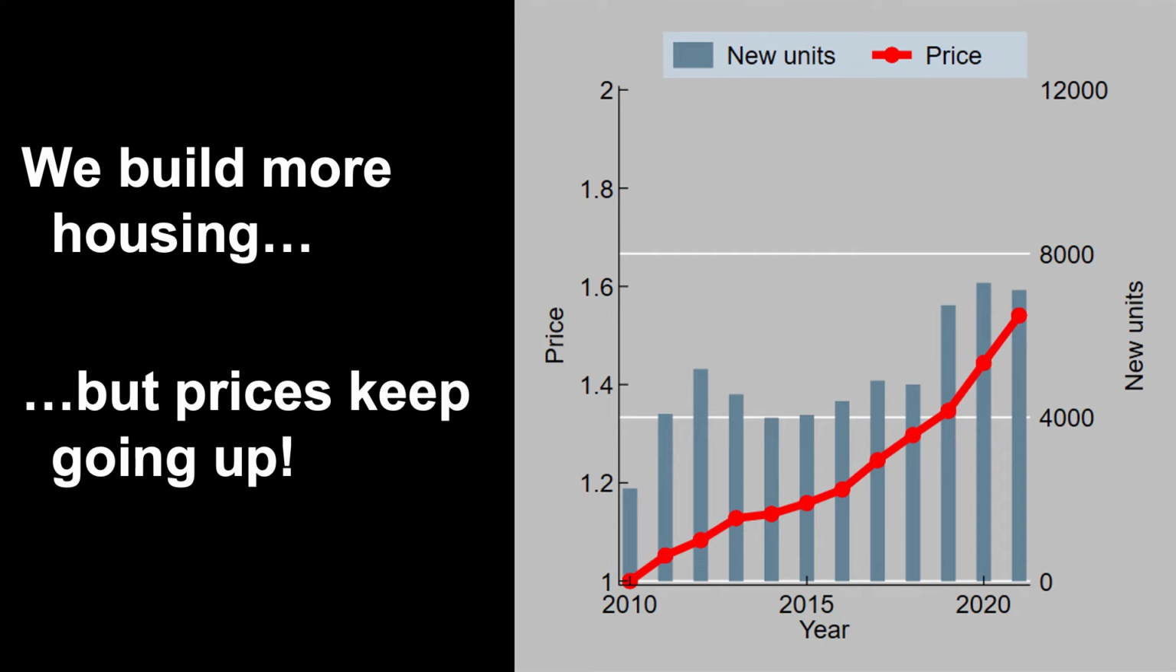So here I've plotted the nominal house price development in Helsinki, and I've also plotted the number of new units that we have built during the same time period, from 2010 to 2020. Maybe this is something that people are thinking: we keep on building more housing, but prices keep going up at the same time. So it seems that supply doesn't work like it's supposed to work and like it's working in other markets.